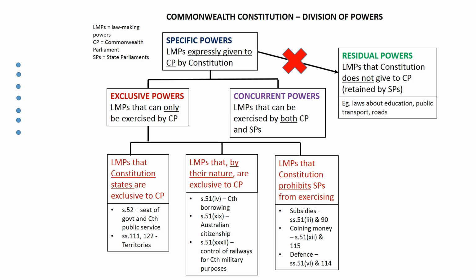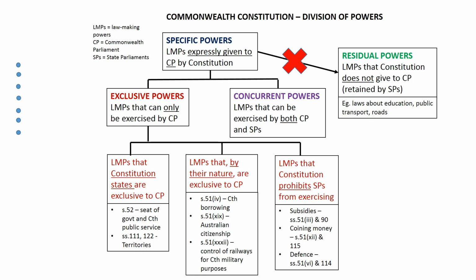And all of these specific powers, that is, all of the powers which are expressly given to the Commonwealth Parliament by the Constitution, all of those powers that are not exclusive powers are concurrent powers. What this means is that if you look through section 51, then most of those powers, except for the ones we've covered that are exclusive, can also be exercised by the state parliaments.